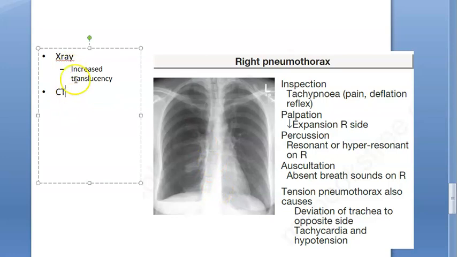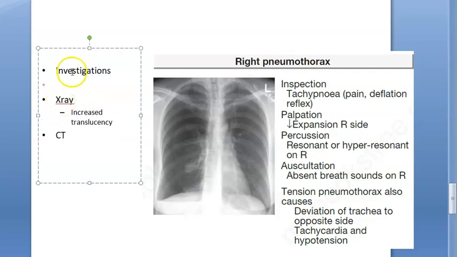Okay. Now coming to the investigations, you have the X-ray that you can do. In X-ray, you can see that there will be increased translucency. You should differentiate it from a large bleb, right, which can also have air, isn't it? Sorry, not bleb, bulla. You should be able to distinguish it from bulla.